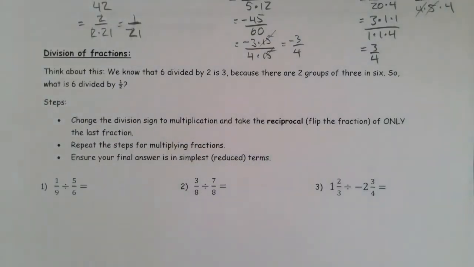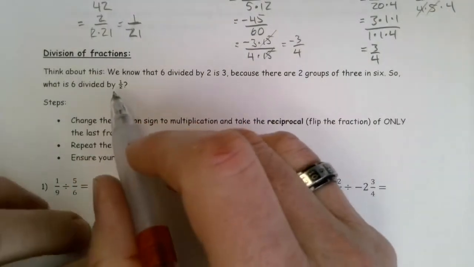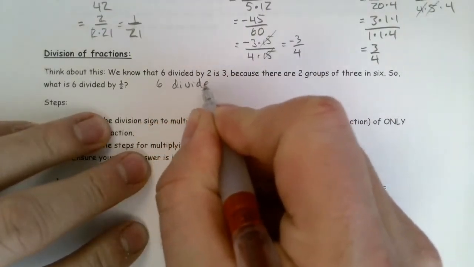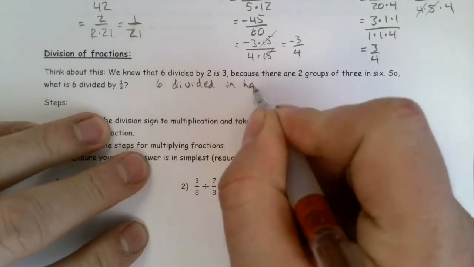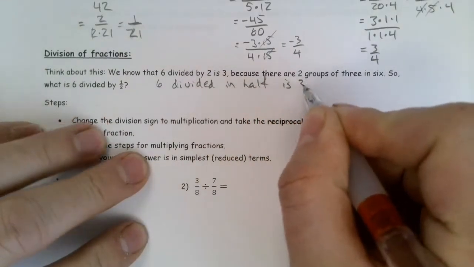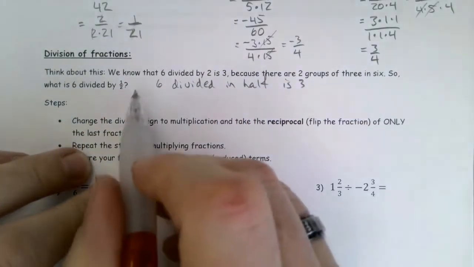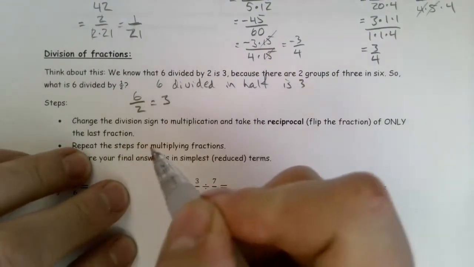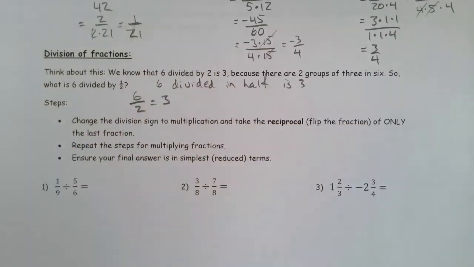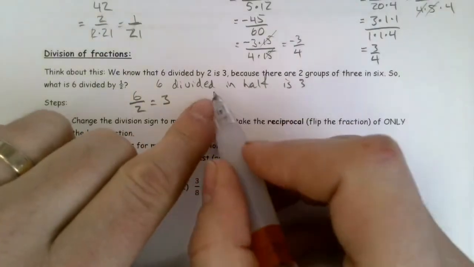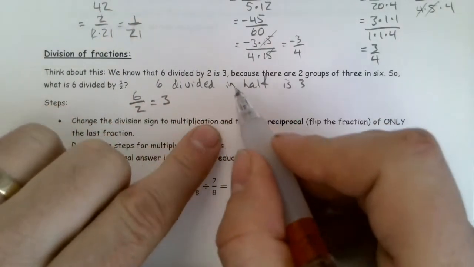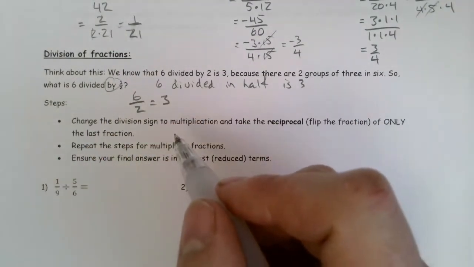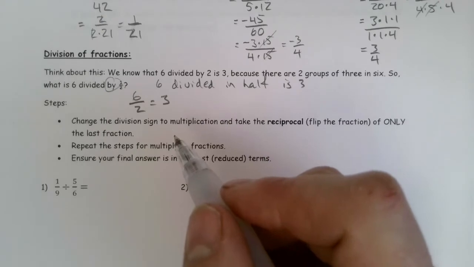Now, notice what it says here. It says divided by half. Now, 6 divided in half is 3. Okay, that is the same as taking 6 dividing by 2. We know that that's going to be 3. So I want you to make sure that there's a difference between dividing in half and dividing by half. Okay, dividing by half is a different thing altogether.